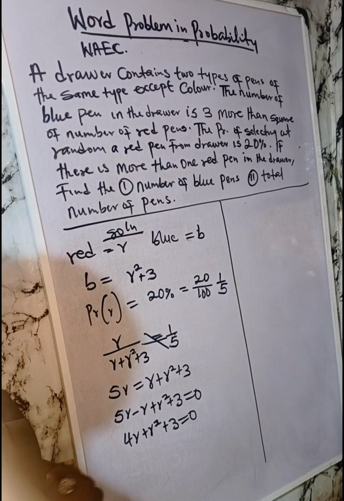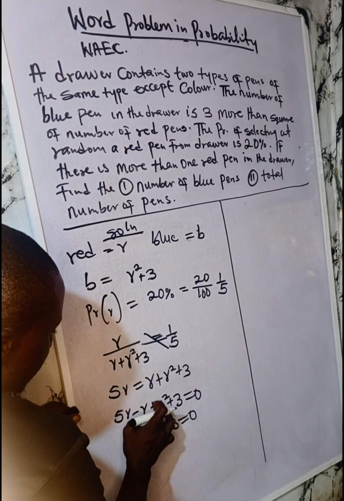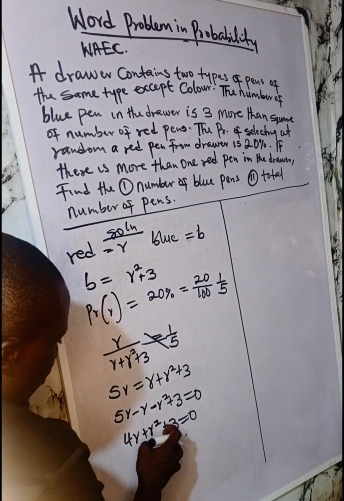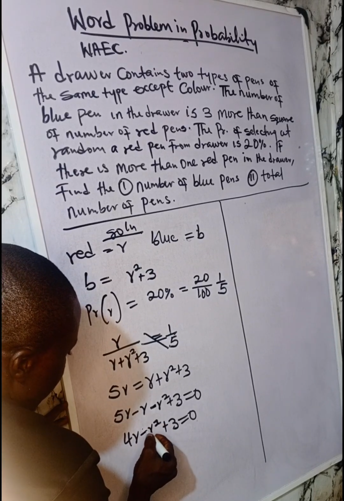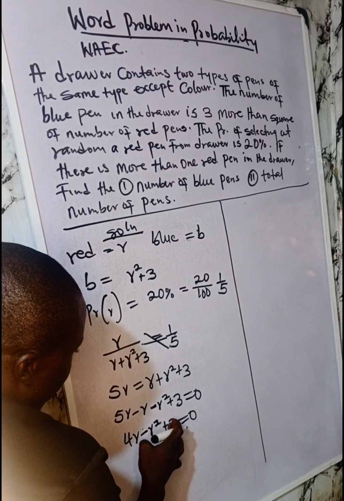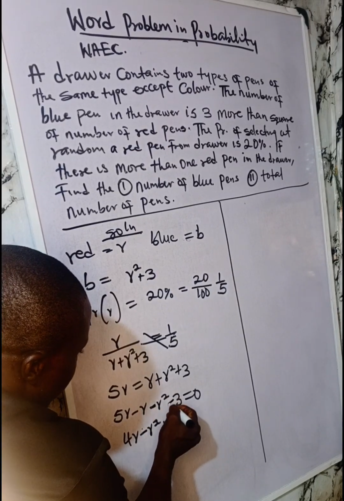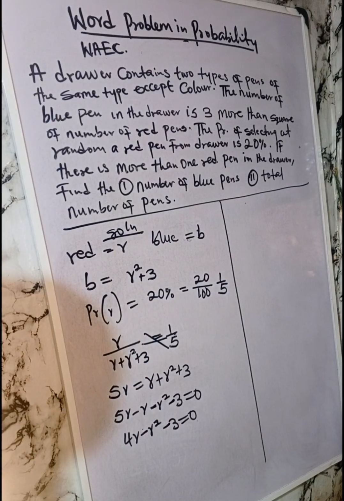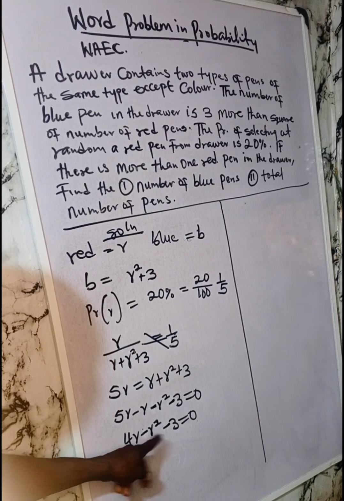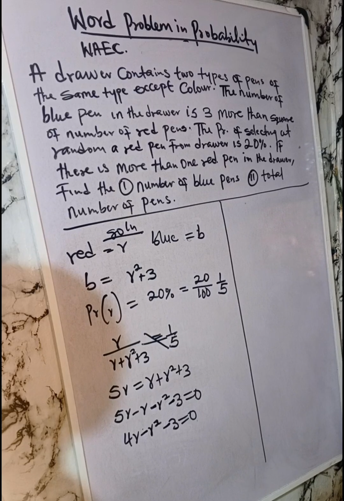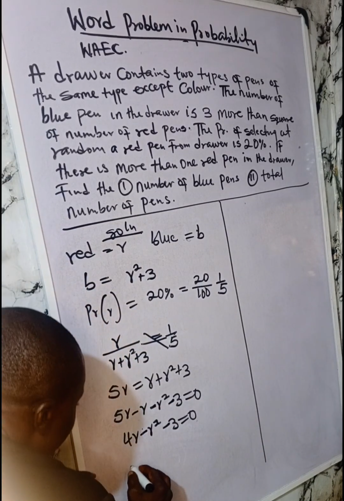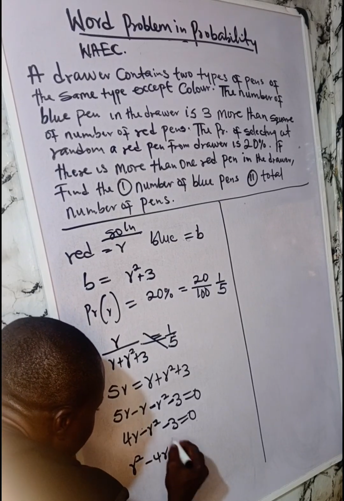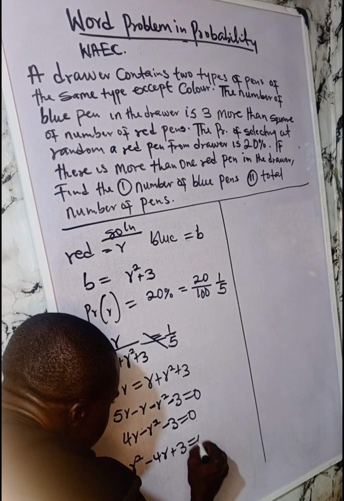At this point, we made a mistake here. This should be minus R because it crossed. So also here is minus because it crossed. And here as well, this 3 is also minus because it was plus on the left hand side. As it's crossing, it changes to minus. Now because our squared variable is negative, we are going to multiply through by the negative value, which will now give us R squared minus 4R plus 3 equals 0.